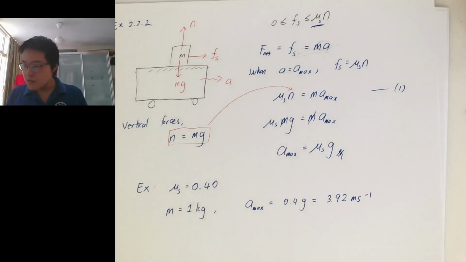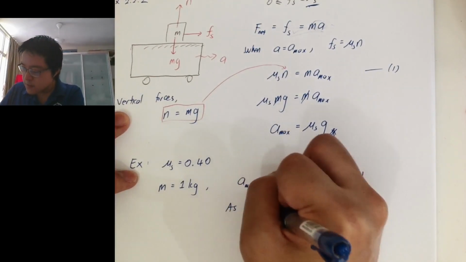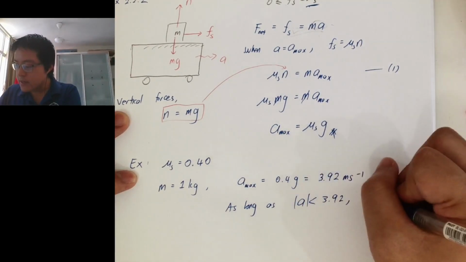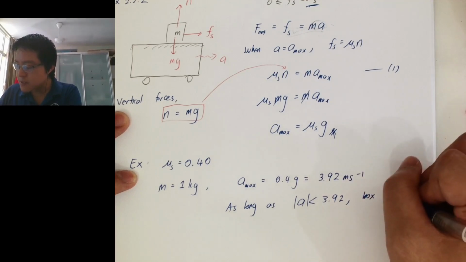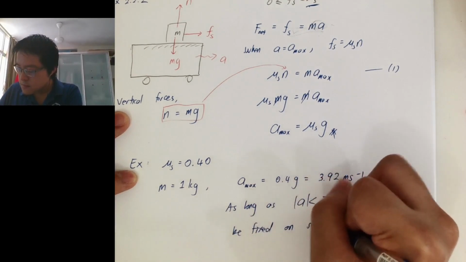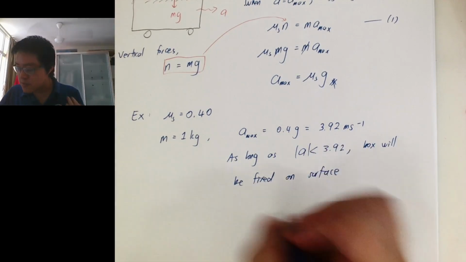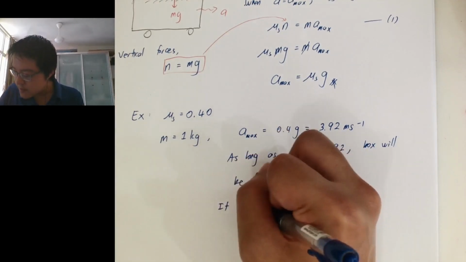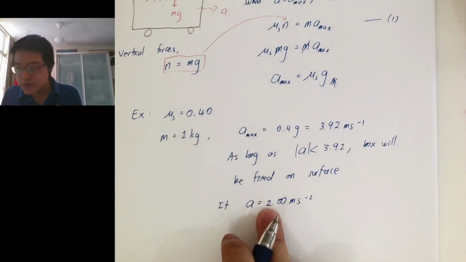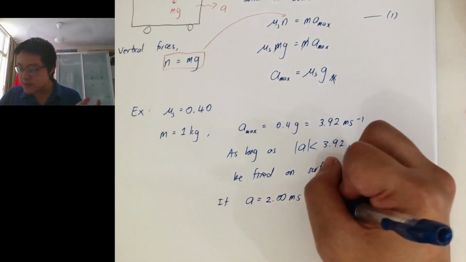That means as long as my acceleration is less than 3.92, at least in magnitude, the box will be held by static friction, so the box will be fixed on the surface. For example, if I accelerate at 2 meters per second squared, 2 is smaller than this, so we are still within static friction.